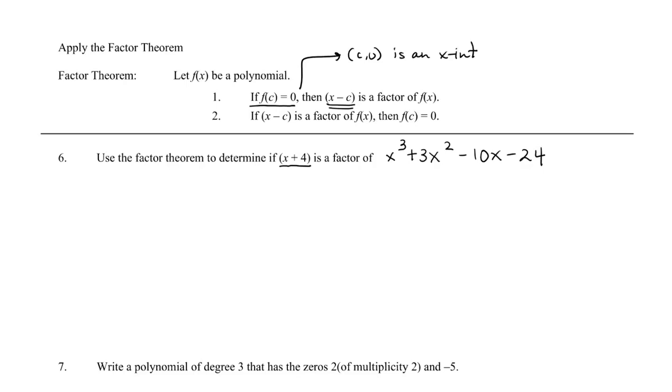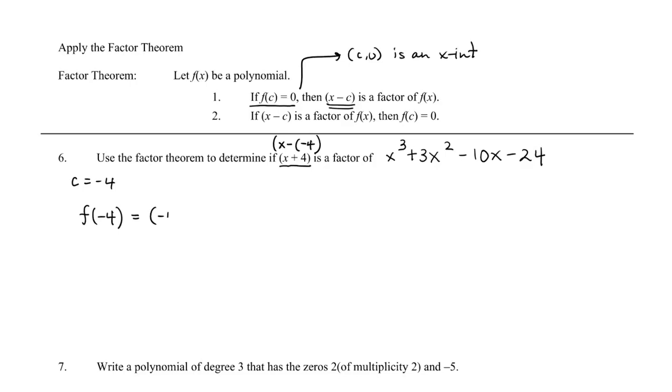So how we're going to do this using the factor theorem is, the factor theorem says that if x plus 4 is a factor, then when we plug in the c value that corresponds to that, we would get 0. So in this case, let's first realize that x plus 4 is the same thing as x minus negative 4. So in this case, c is equal to negative 4.